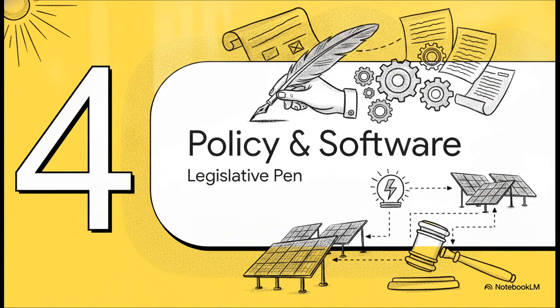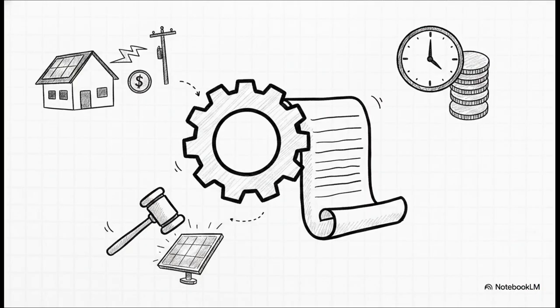Section 4, Standard 410A.2, Policy and Software. The power of the legislative pen. This is exactly where SASB metric 410A.2 comes in. It measures this immense legislative impact. Specific public policies quite literally dictate a project's monetization potential.